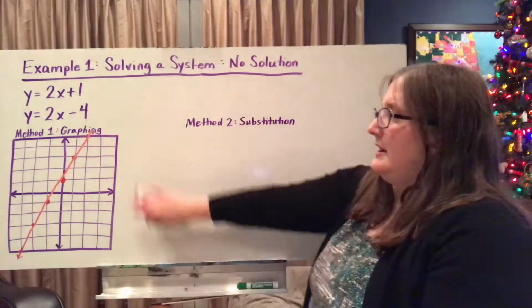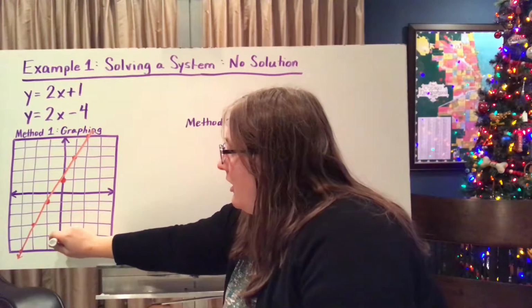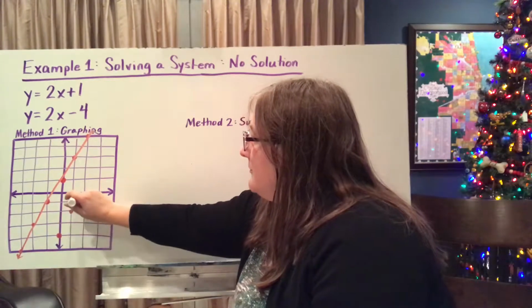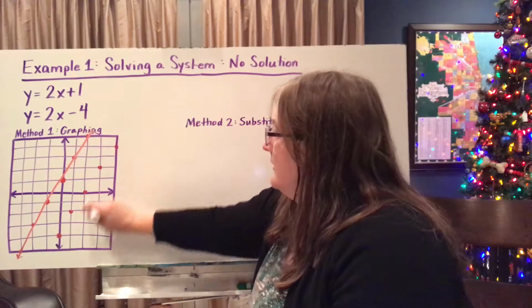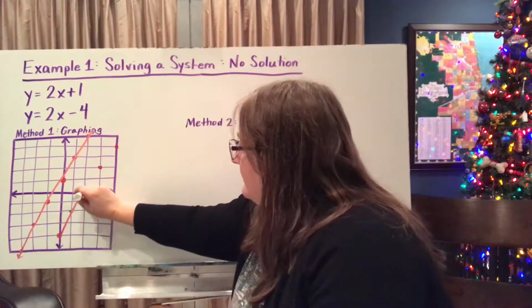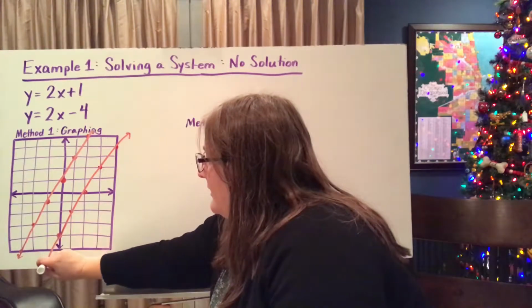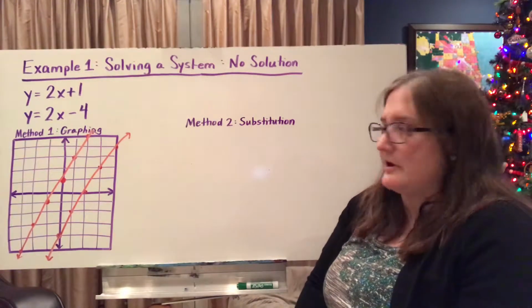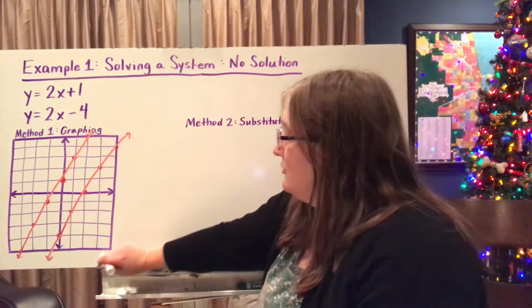My second line has a y-intercept of negative 4. It also has a slope of 2. Up 2 over 1, up 2 over 1. I'll connect these. And it looks like I've got parallel lines here. They're not running into each other. So it's looking like we have no solution here.